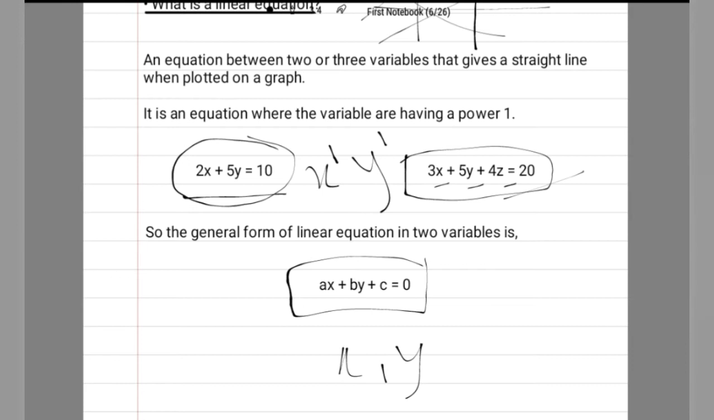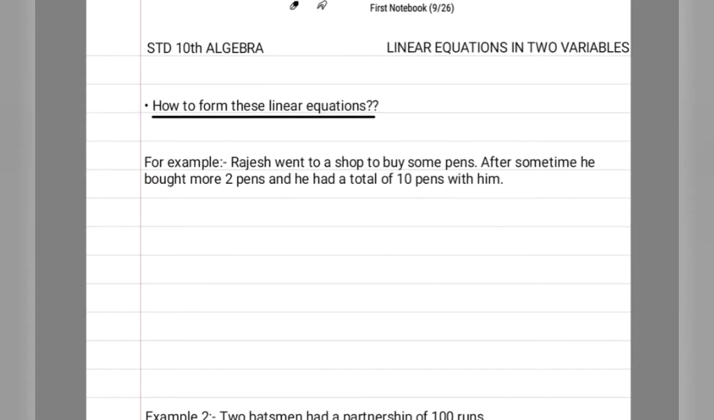Okay. So this is all about linear equations. So let's see how to form these linear equations. Now how to form these linear equations? Now I have taken two examples here.